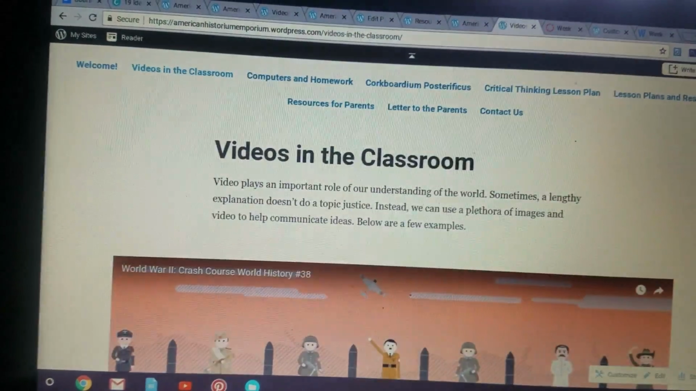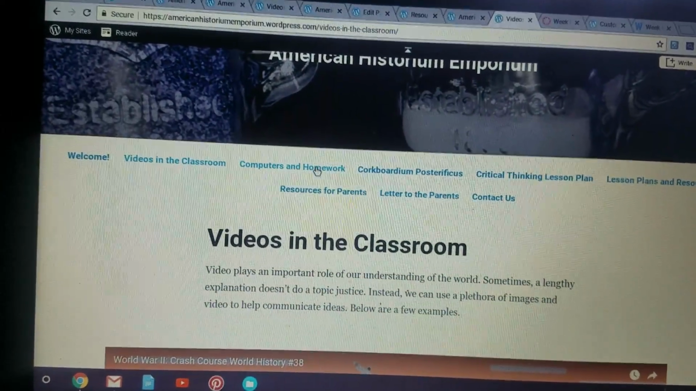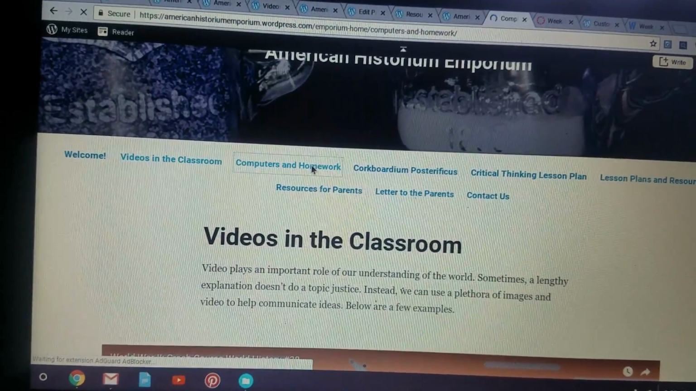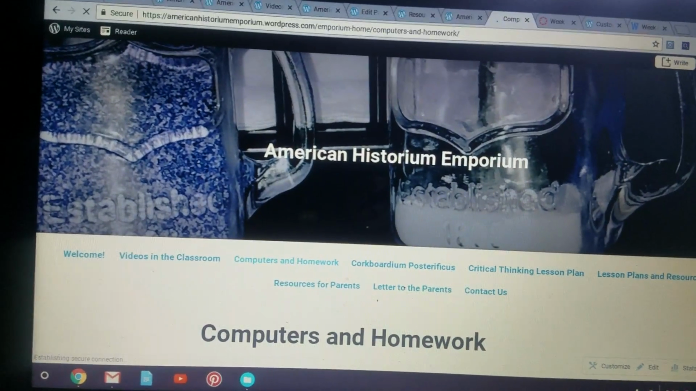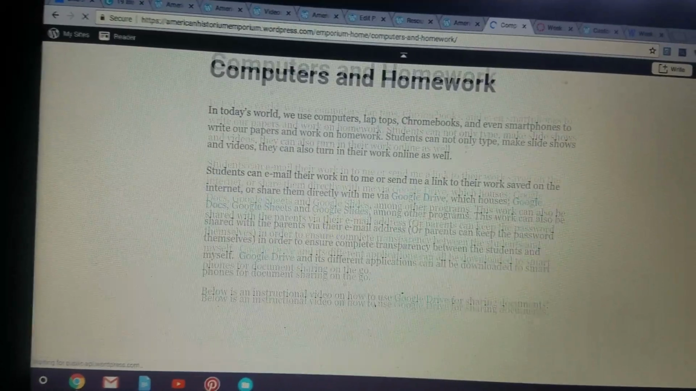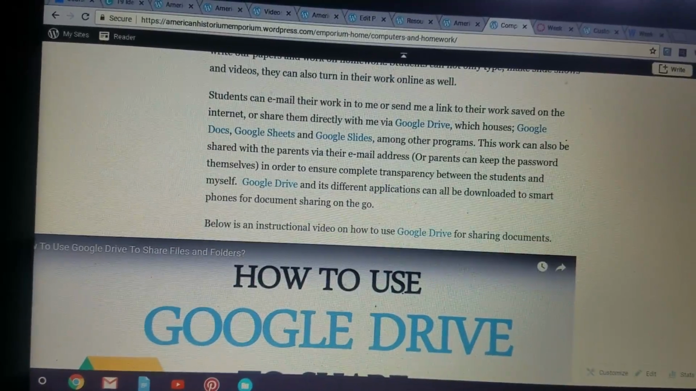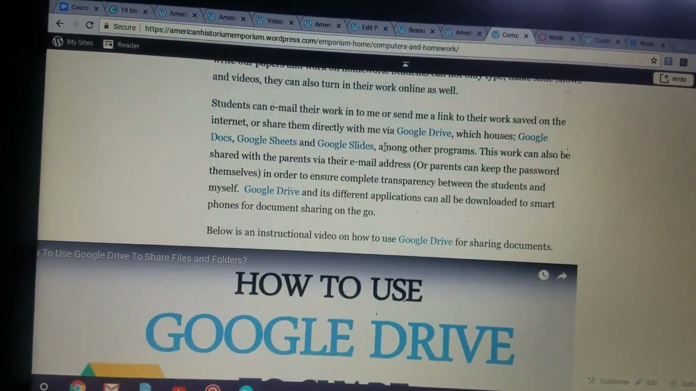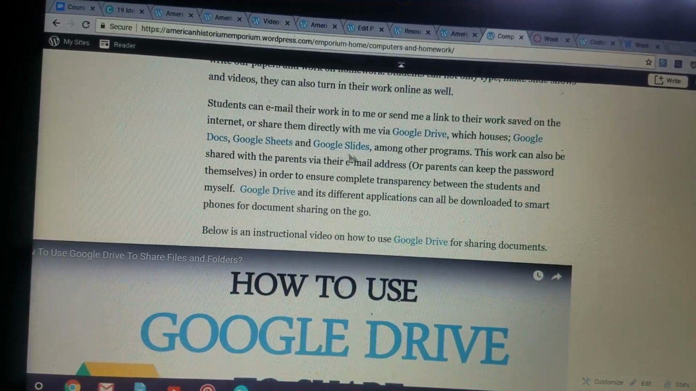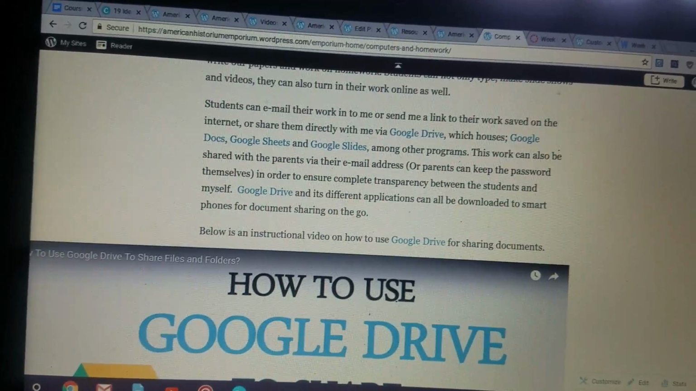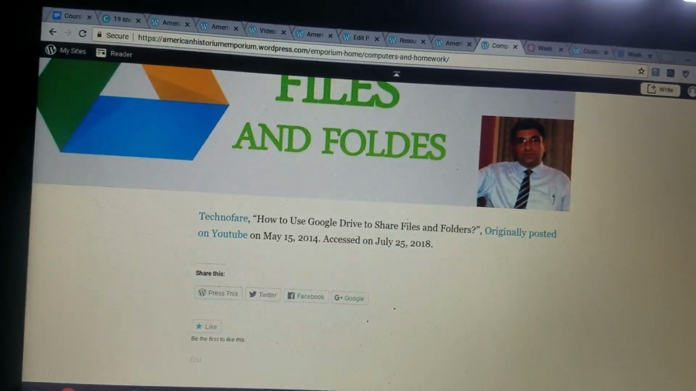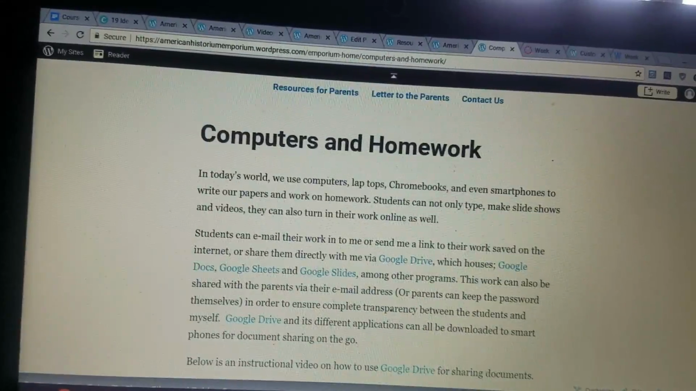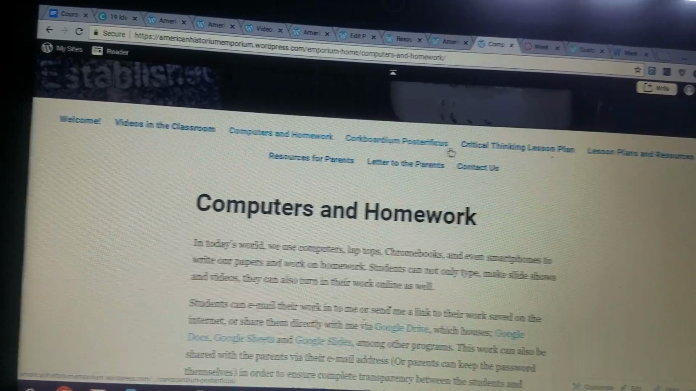Then we have computers and homework. So this will explain to parents how students would use their computers at home. So they would use Google Drive, Google Docs, Google Sheets, and Google Slides to share documents with me so they can get their homework done. Or if they're missing a day of class, they can get assignments done for that.